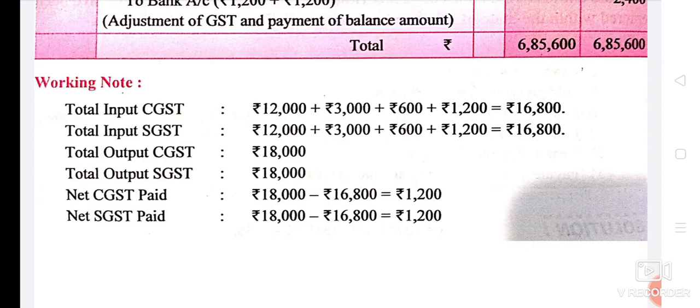Okay, now total output CGST, they are calculated, it is only in one entry, so it is 18,000.